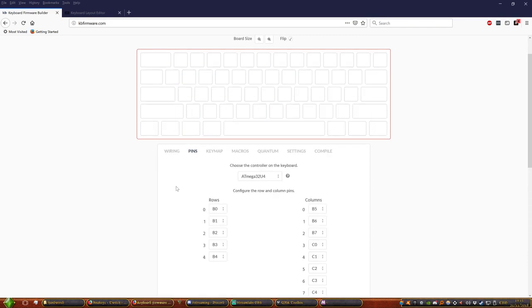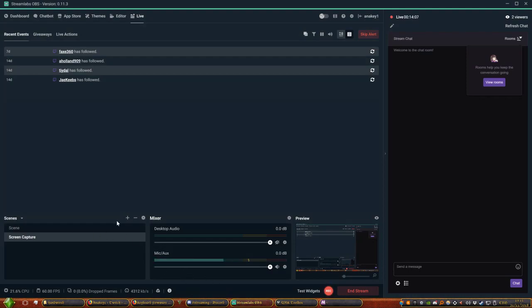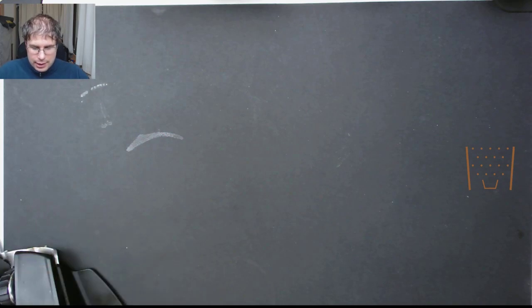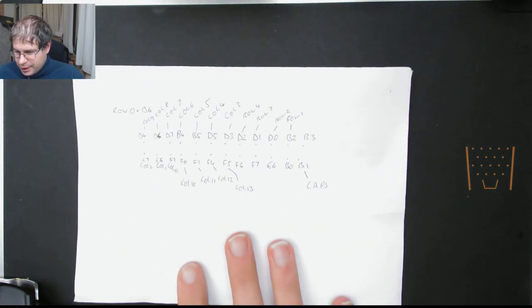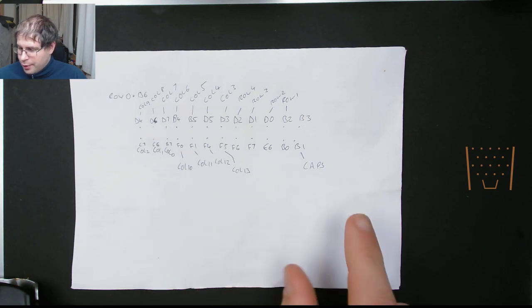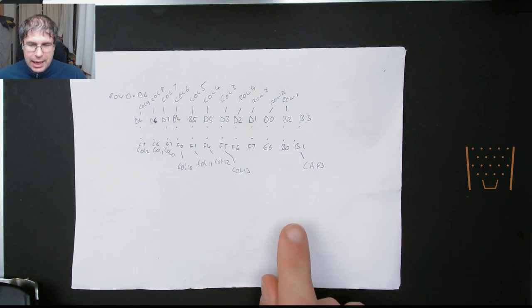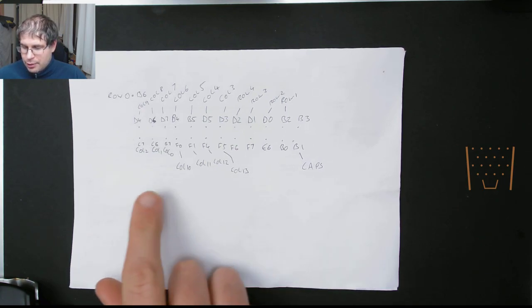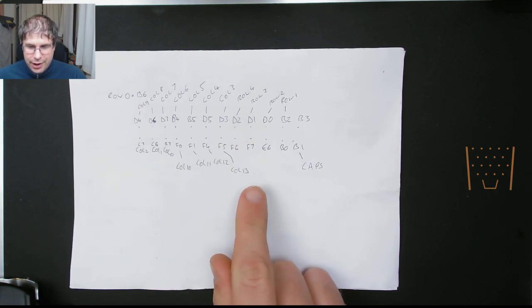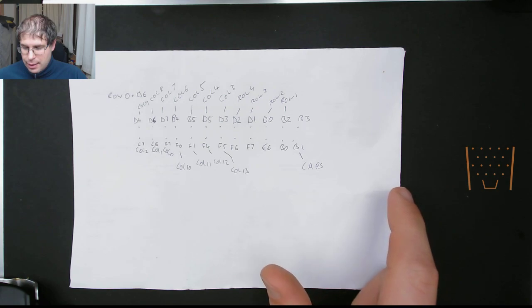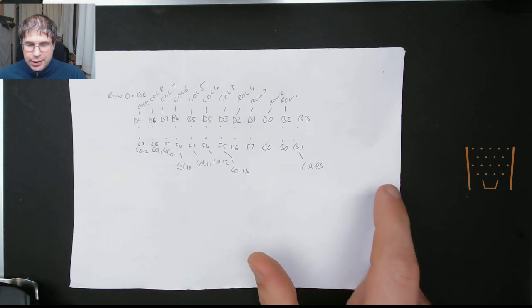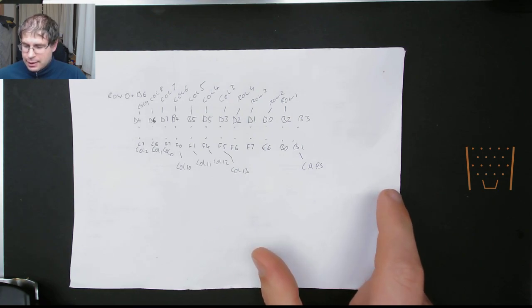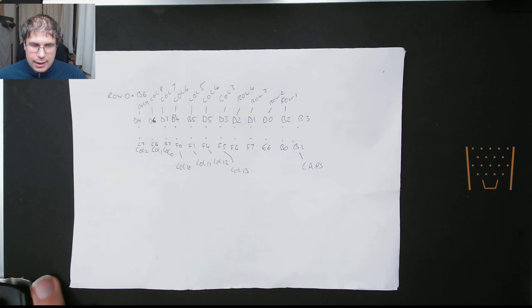So now if we go to the pins, if I switch back to the camera just for a second, this is what you should have, something similar to this. That's all your rows and columns that are on the pinouts, because these are what we then need to load into kbfirmware.com, to make sure that the correct rows and columns are programmed to the correct pins. So I'll switch back to the screen capture.